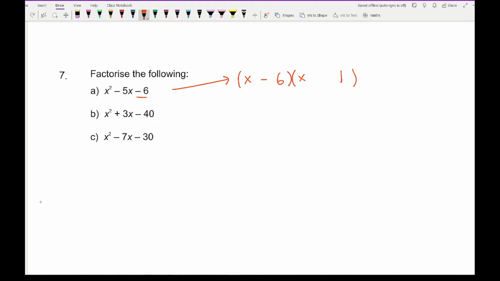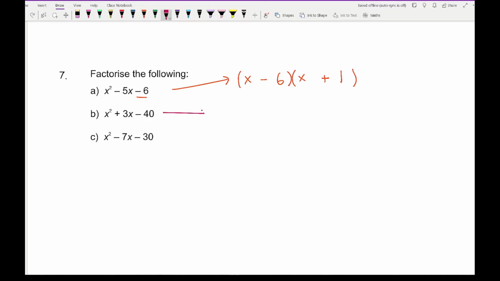And one's a minus and one's a plus. Now here you might be thinking of 3 and 2, but the problem is that because the sign of the constant is a negative, it means that the signs are going to be different. And obviously to get -5, it's going to be -2, -3, which could be +6. So that there would be our correct answer.